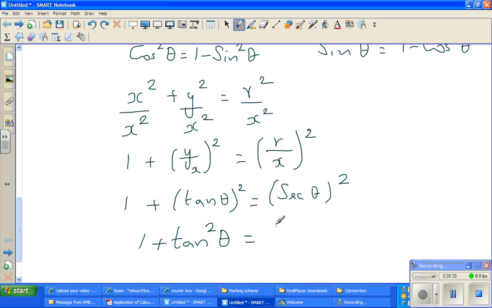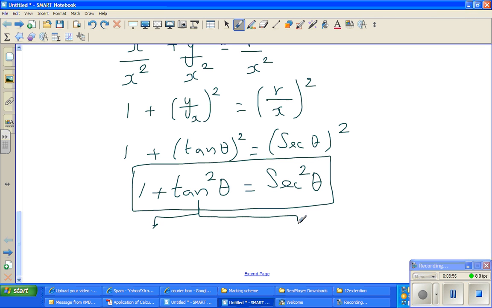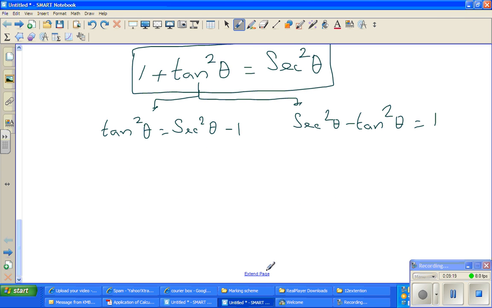These are very useful results when you're learning higher maths. When you come to learn calculus and higher mathematics, you need this. So this is the second main identity. 1 plus tan squared is sec squared. Now from this again, you can write two identities. If you make tan squared the subject, tan squared theta is equal to sec squared theta minus 1. And if you make 1 the subject, sec squared theta minus tan squared theta is equal to 1.